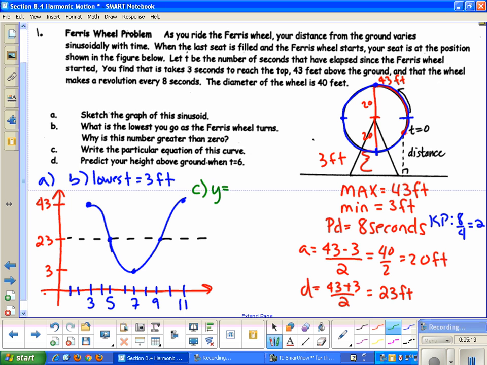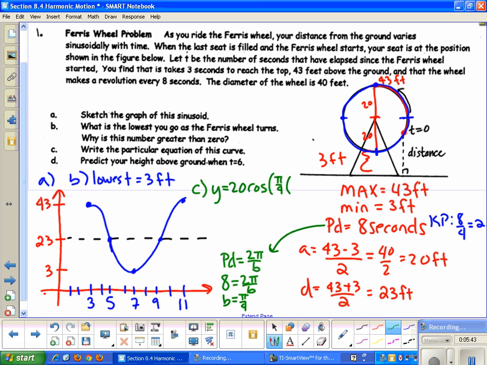So y equals my amplitude, which we said was 20, times the cosine. We need to find out what our b value is. So remember to find your b value, you can do your period is equal to 2 pi over b. So we have 8 equals 2 pi over b. So b would be equal to, in this case, 2 pi over 8, which is pi over 4.